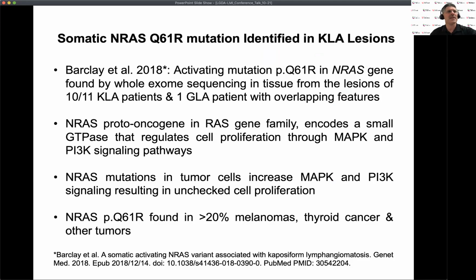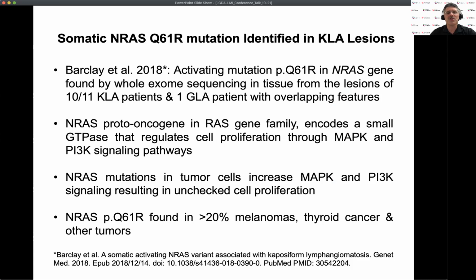In 2018, Barclay et al. published a study where they identified the activating mutation Q61R in the NRAS gene in tissue from the lesions of 10 out of 11 KLA patients and 1 GLA patient with overlapping features.